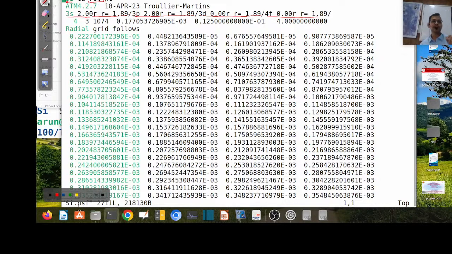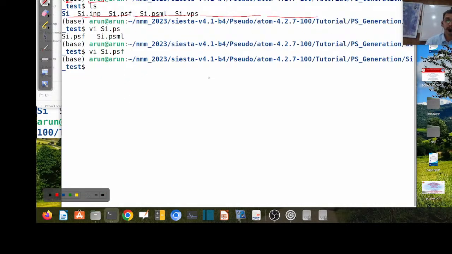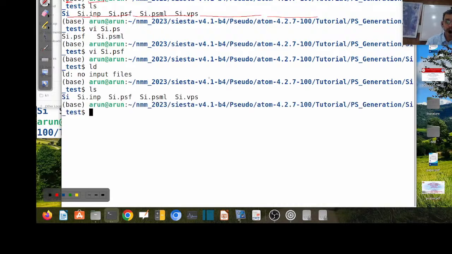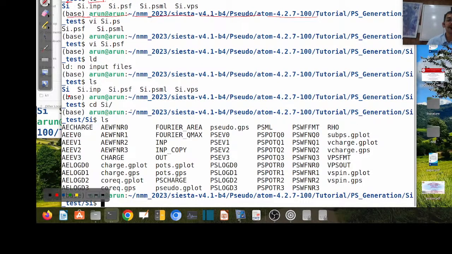Let me do one more thing. After running this, it has created a directory SI. So I am going inside it. This is the directory and it contains so much data. And there are some GNU plot scripts. If you run those GNU plot scripts, GNU plot is basically a graph plotting tool, and it's a very beautiful tool to visualize mathematical functions.